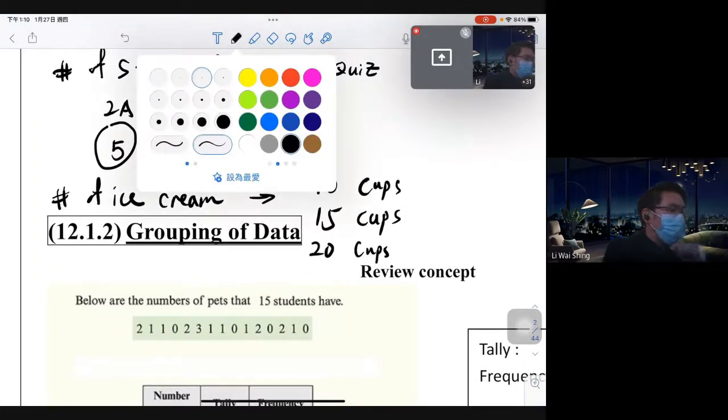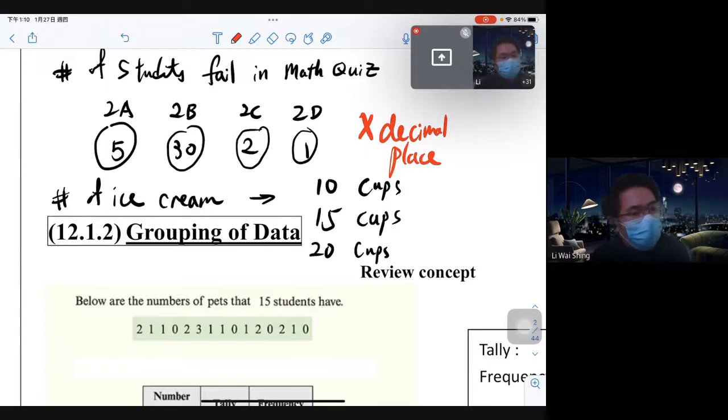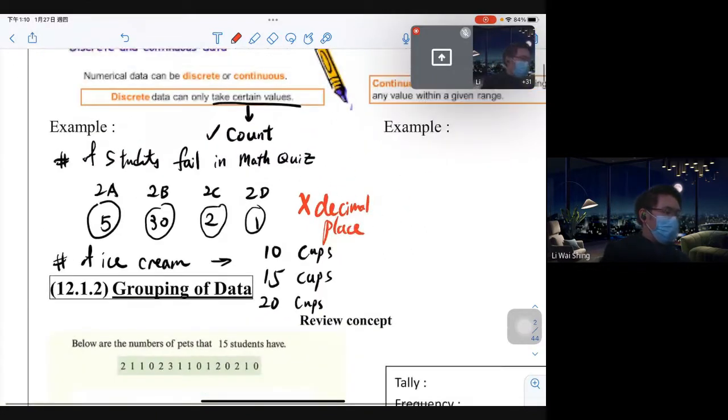And what Jeffro said, there is no decimal place, because you can count it. You don't have 0.75 cups of ice cream, right? Okay, so today I want to eat some ice cream. Let me have some 0.38 cups of ice cream. You won't have it. So that's why for discrete data, you can count it one by one. For example, the number of students, number of ice cream, number of boys you love, okay, something like that.